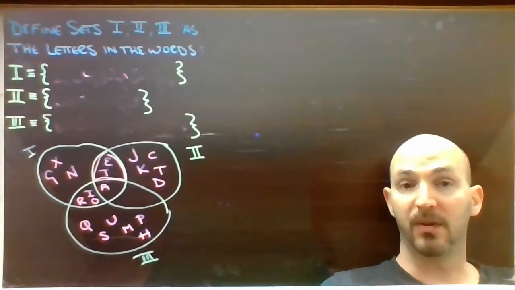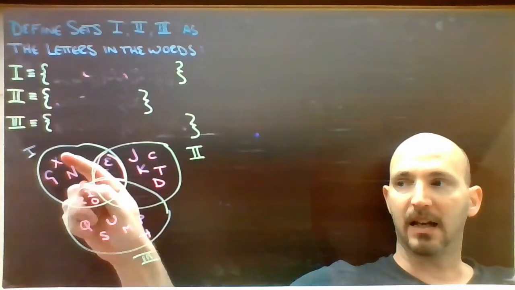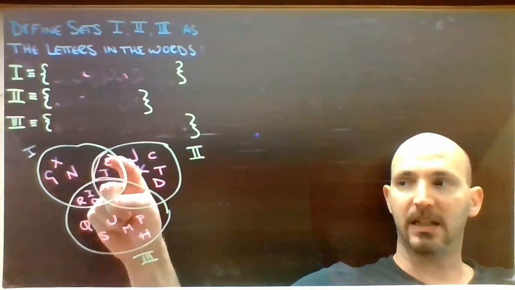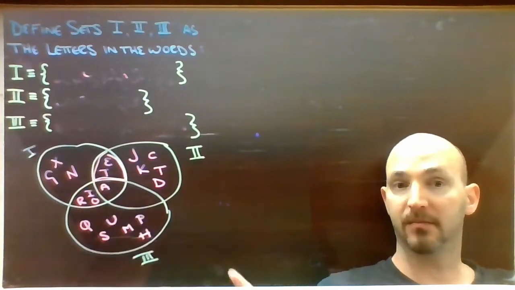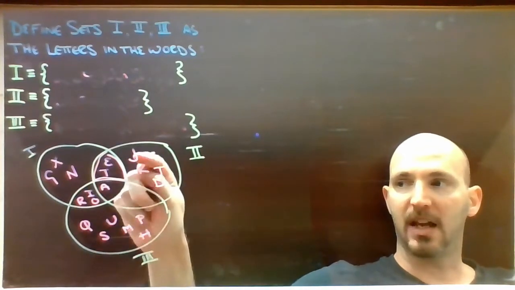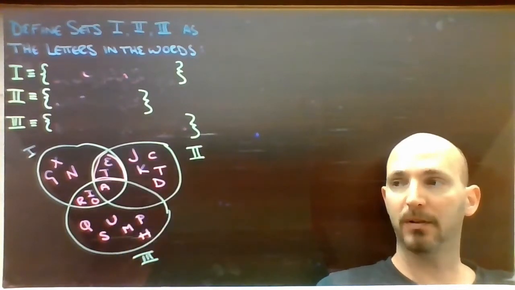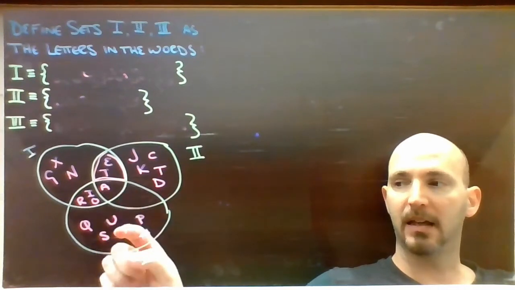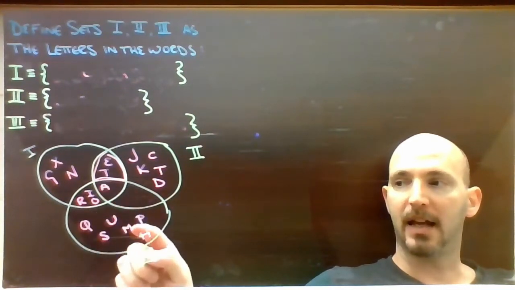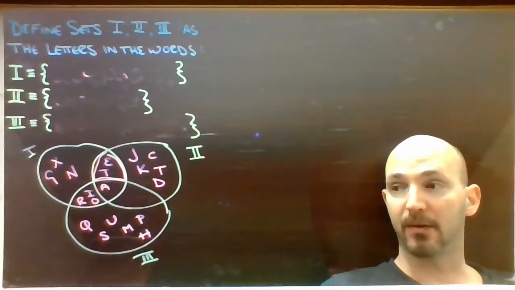I'm just going to go through and spell my words to make sure that I have all the letters accounted for. Exaggeration was E, X, A, G, G, E, R, A, T, I, O, N. That's good. Jacketed was J, A, C, K, E, T, E, D. Everything's accounted for. And quasimorphism was Q, U, A, S, I, M, O, R, P, H, I, S, M. So everything is accounted for.